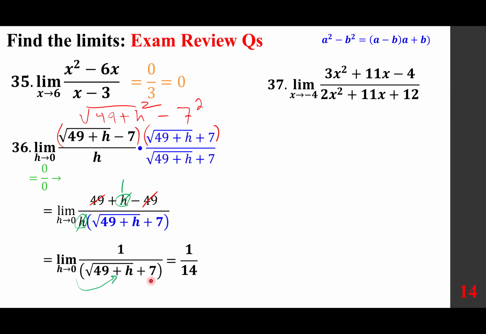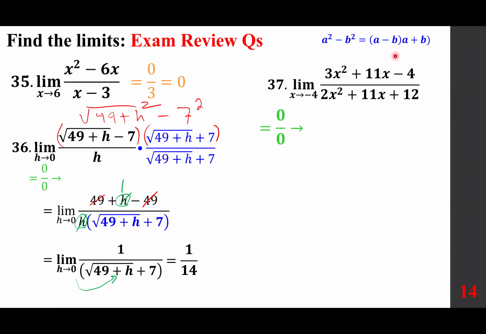The limit of 3x squared plus 11x minus 4 over 2x squared plus 11x plus 12, as x approaches negative 4. If you plug in, you get 0 over 0. Now you need to factor, and that's actually a very easy factor for a couple of reasons. Number one, this is 2, which is a prime number, x and 2. This is 3, a prime number, x and 3. So this would be x and then 2x here. This would be x and 3x here.